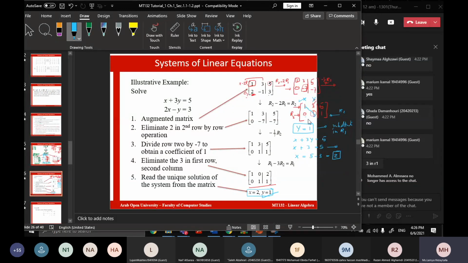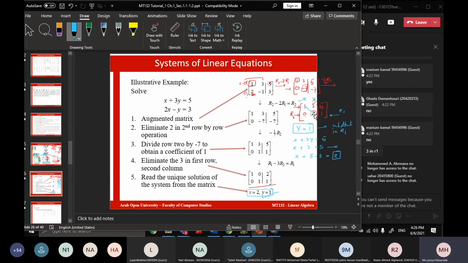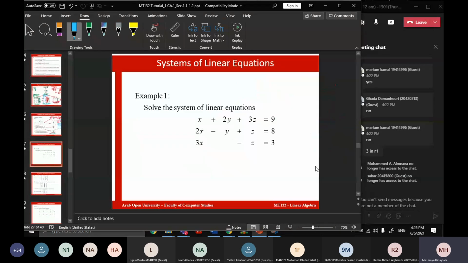What you will do: look at the row that has only one element. Of course, in this case, because it is upper triangular, directly this row gives me the solution here. And then I go to the previous row, try to find the solution for it, and so on. It is good when there are more than 2 rows. We'll see this in other examples.